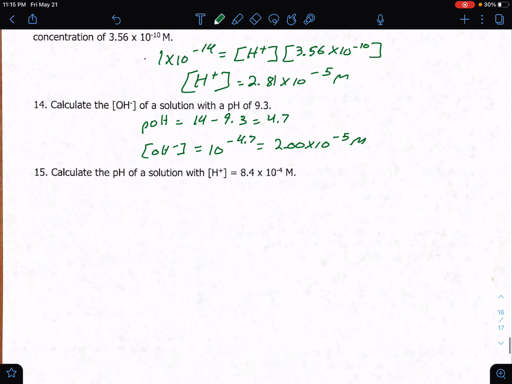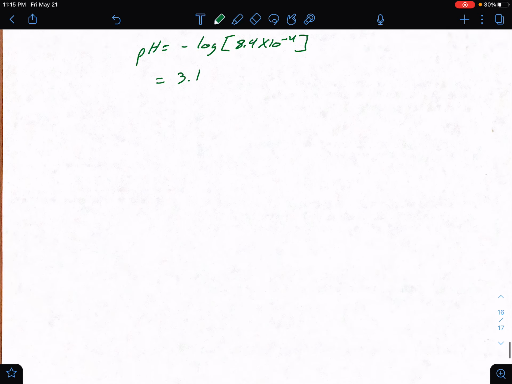Okay, last problem. Calculate the pH of a solution with H plus concentration of 8.4 times 10 to the negative 4. So I'm looking for pH. So pH equals negative log of 8.4 times 10 to the negative 4. Okay, so plug that in and you get an answer of 3.1. Okay, so that is it for this review.